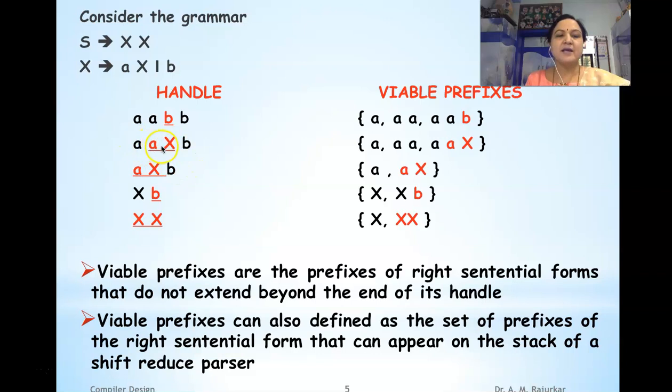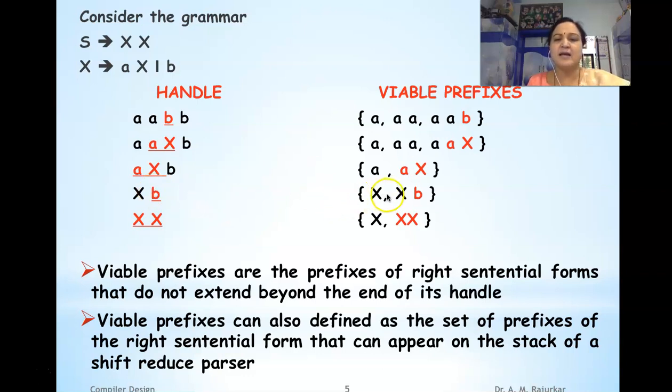Similarly, in the next step, AAXB, what are the viable prefixes? The first A, then the first two A's, and then AAX. Here AX, which is available on the top of the stack, is the handle, and all these are viable prefixes. Then in AXB, A is a viable prefix, and in the next step AX is also a viable prefix, where AX is at the top of the stack, which is a handle. That means the handle is at the top of the viable prefixes.